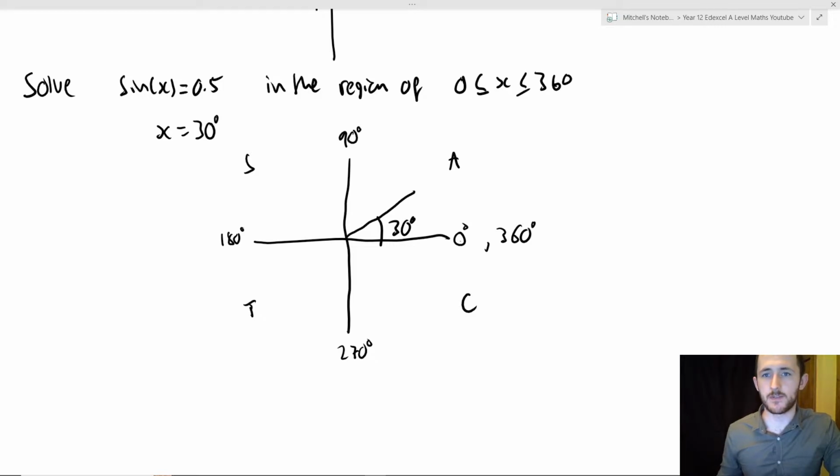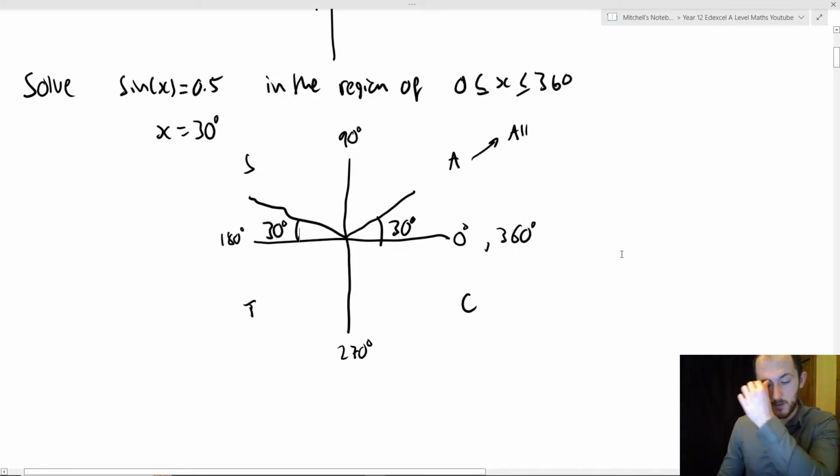What we need to ask ourselves now is whether or not our value is positive. Well, this is a positive value, so we need to find the other place where sine x is a positive number. And sine x is positive in the A quadrant, which stands for all, and the S quadrant, which stands for sine. So we draw 30 degrees there again. And you're always drawing this from the x-axis, not the y-axis.